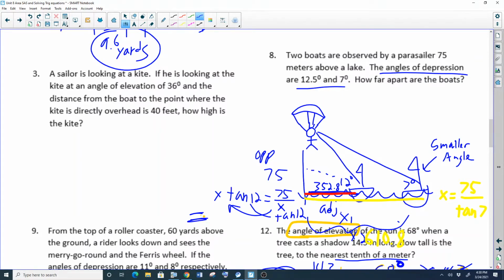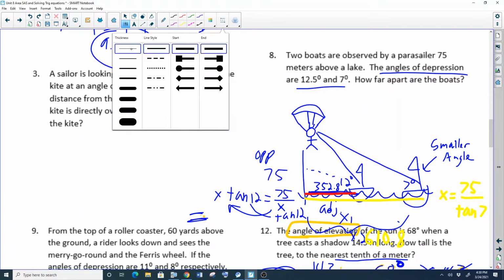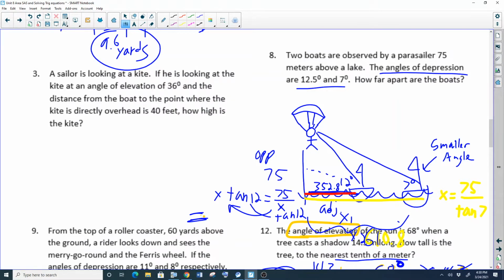Let's use our blue pen there just to make sure everybody can see it. 610.8. Nice. Okay, so now we're going to subtract those two distances to give us this distance between the boats. So 610.8 minus 352.8.